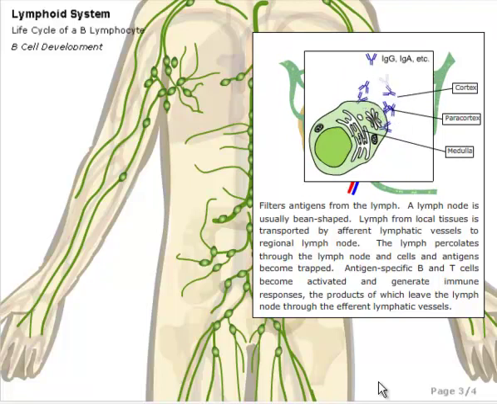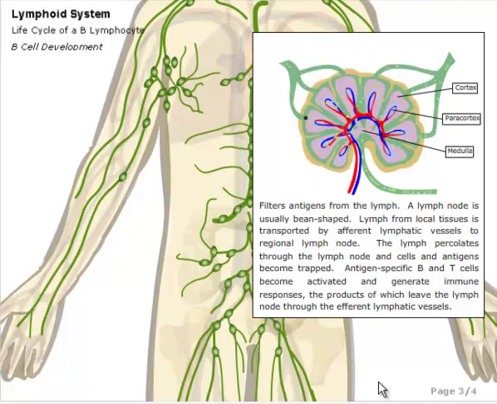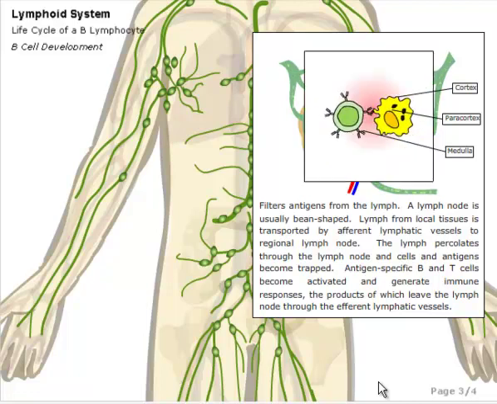So the lymph is just the fluid that surrounds the tissue. Remember we said that fluid is slowly escaping from the bloodstream or the circulatory system into the surrounding tissues. And so this has to be returned to the circulatory system, or else it would start to pool within the tissues and become a problem.